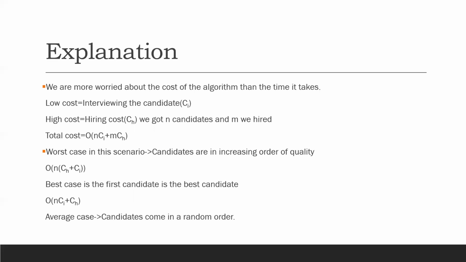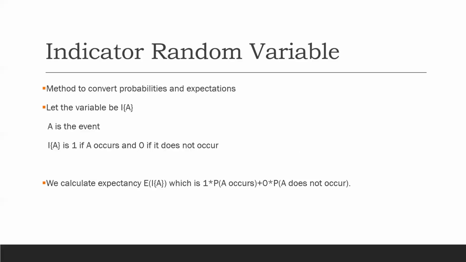Now, what would be the best case for this problem? The best case would be that the first candidate that we interview is the best candidate among all n candidates. So the cost here would be n times Ci, because we are interviewing every candidate, plus Ch, that is for the first candidate that we hire. So what would be the average case for this problem? The average case would be if candidates of different quality come in random order.